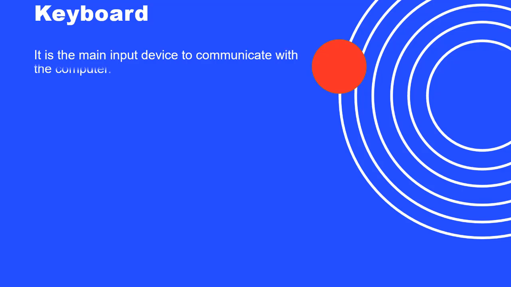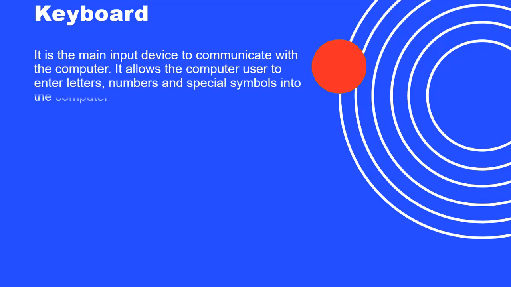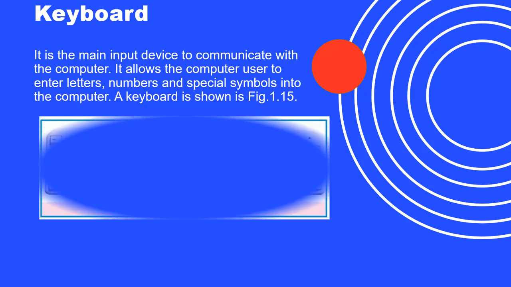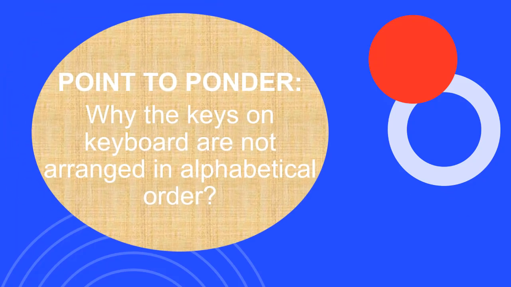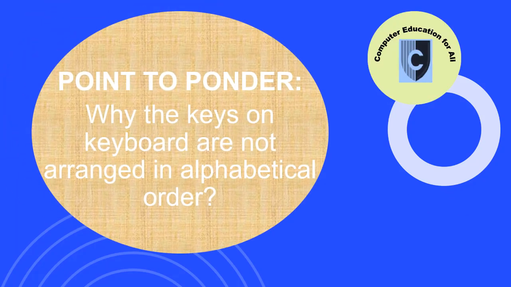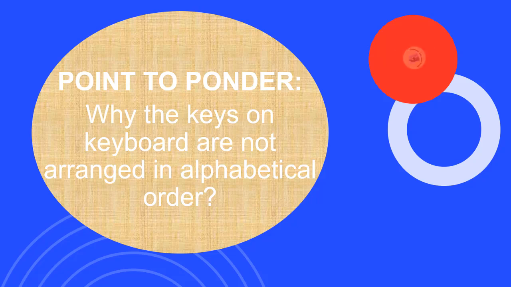Keyboard. It is the main input device to communicate with the computer. It allows the computer user to enter letters, numbers, and special symbols into the computer. A keyboard is shown in Fig. 1.15. Point to ponder: Why are the keys on a keyboard not arranged in alphabetical order?